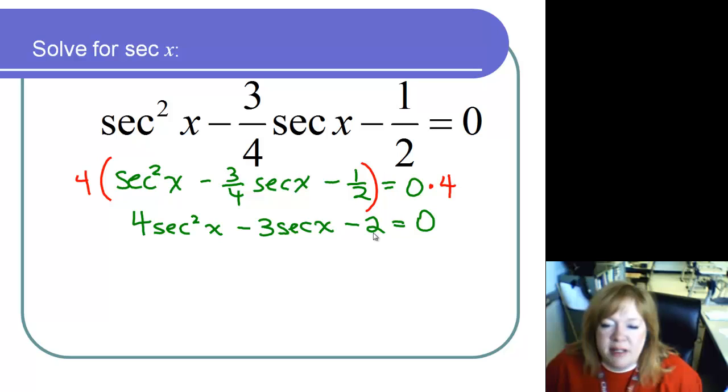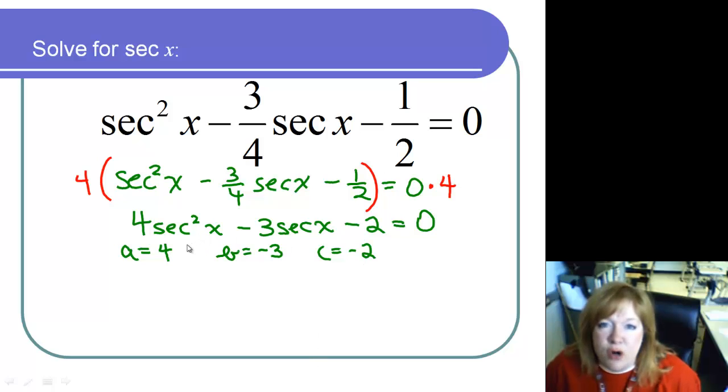And now I'm going to see if I can factor it. So are there 2 factors of negative 8 that add to 3? Wait for it. I don't think so. So I'm going to have to use the quadratic formula because it doesn't factor. If it doesn't factor, quadratic formula.